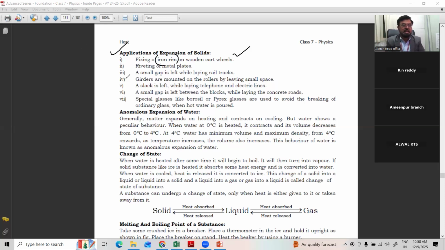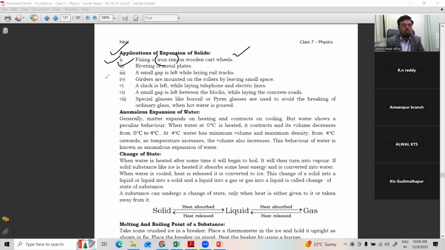Riveting a metal plate. Riveting means joining two metals with a rivet, not screws. It is like welding, the same process. They heat the metal bolt and insert it, then pour water. Now a sound will come, and that holds the two separate metals. So two separate metals can be joined by the riveting process, which is an application of expansion of solids.